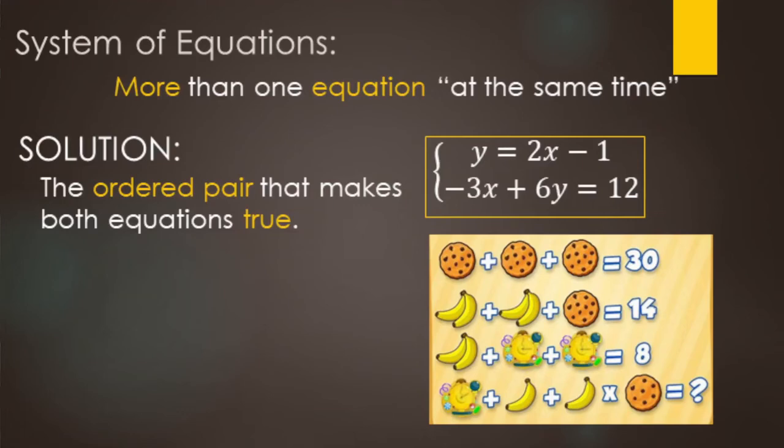So let's look at systems of equations. So a system of equations is where you have more than one equation with more than one variable. So when we only have two equations, two variables, the solutions to those are going to be the ordered pair that makes both equations true.